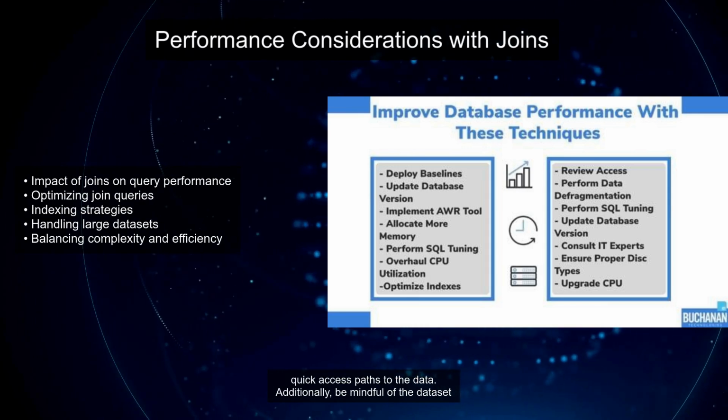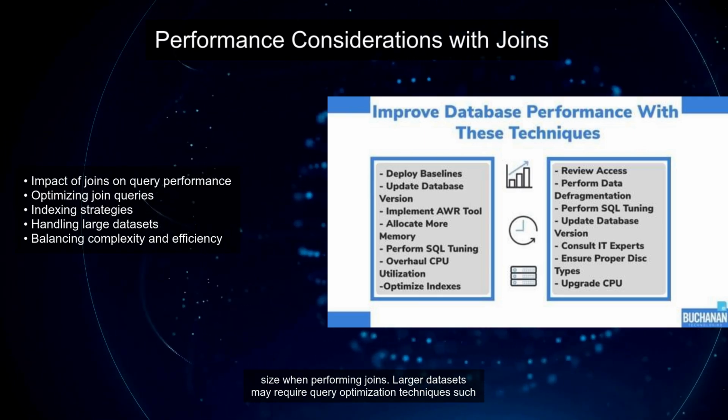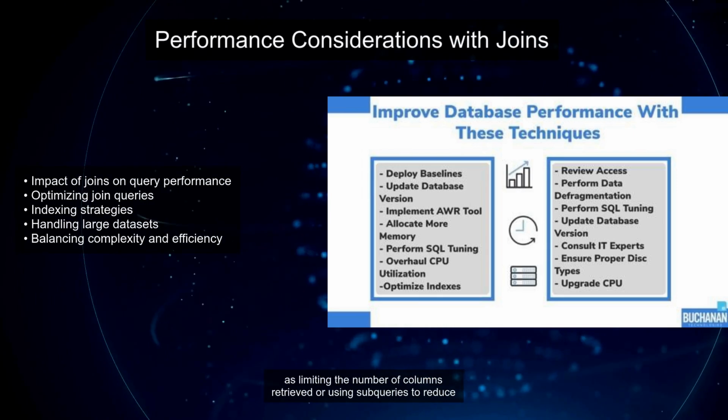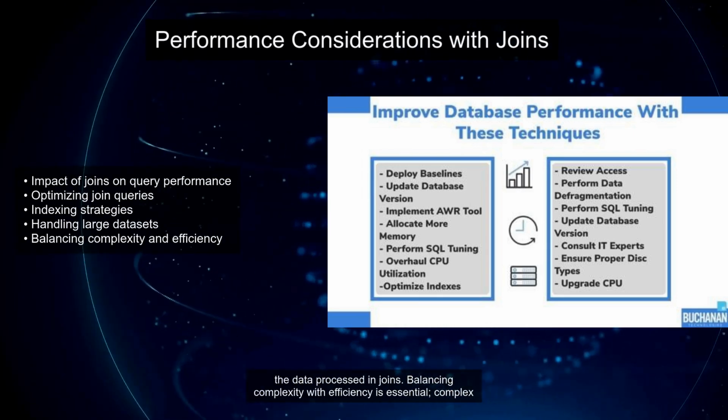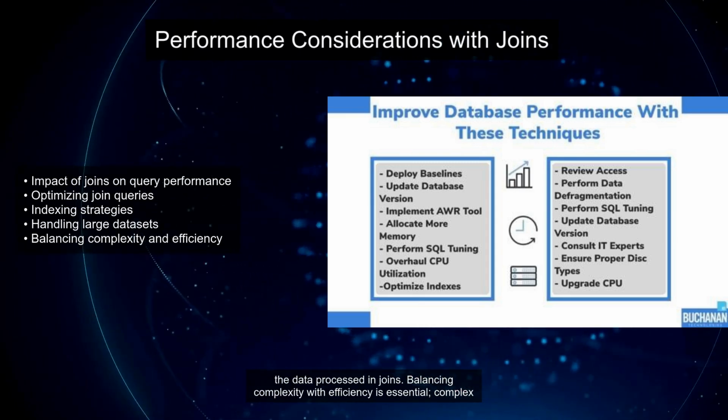Additionally, be mindful of the dataset size when performing joins. Larger datasets may require query optimization techniques such as limiting the number of columns retrieved or using subqueries to reduce the data processed in joins. Balancing complexity with efficiency is essential.